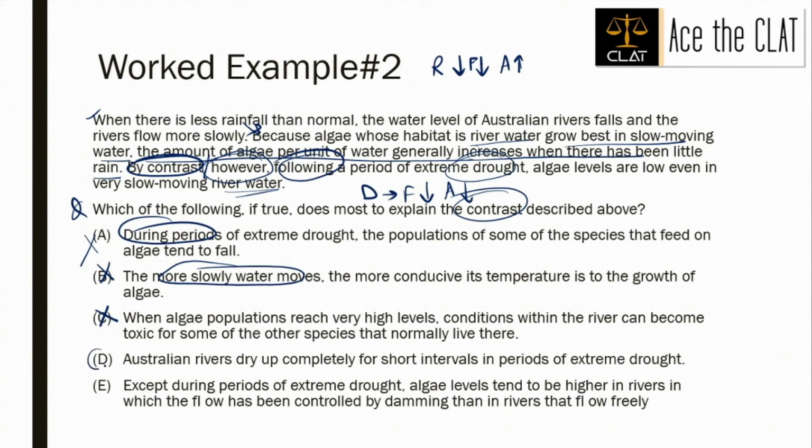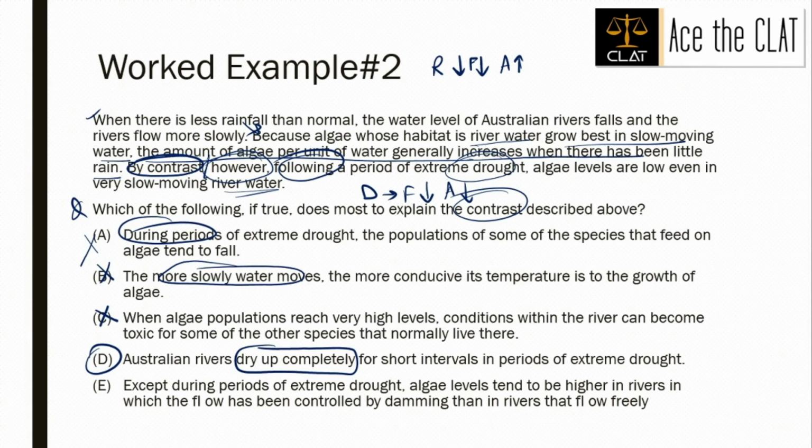D says Australian rivers dry up completely for short intervals in periods of extreme drought. Okay, well, this may be able to explain our paradox because it says that the rivers dry up completely. Remember that the population of algae increases when the flow of water is slow and not when the river dries up completely.